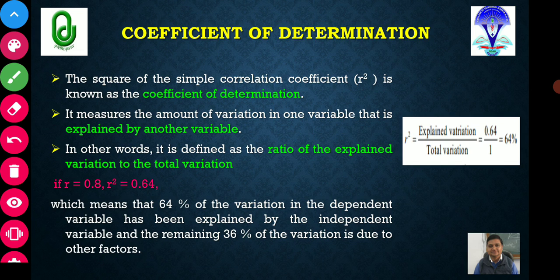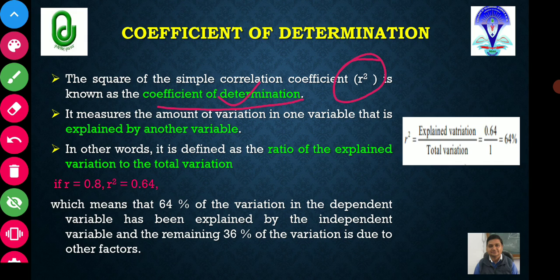Now, what is the coefficient of determination? Another term is the coefficient of determination. This coefficient of determination can be explained in terms of the correlation coefficient and also in terms of the regression coefficient. It is the square of the simple correlation coefficient. The simple correlation coefficient, we know, is represented by r. So the square of the correlation coefficient, that is r square, is known as the coefficient of determination.